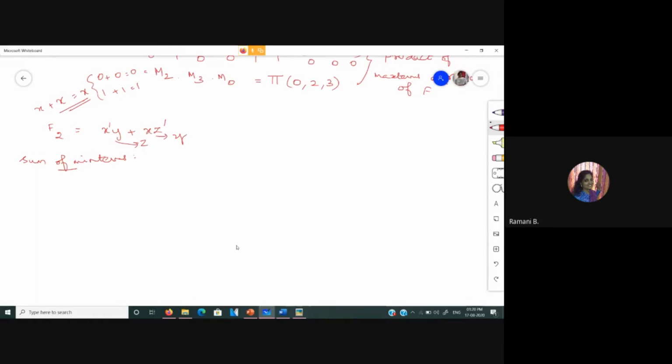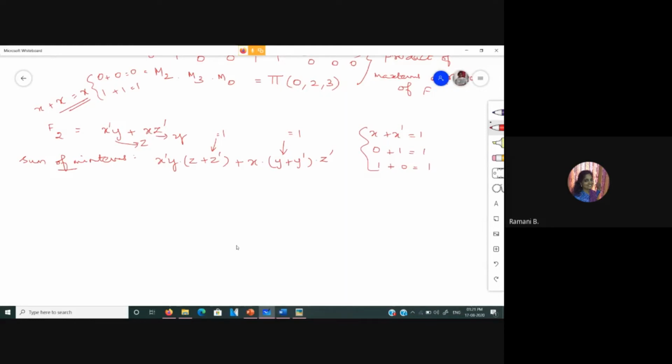So, with respect to sum of minterms, what we do is x bar y dot (z plus z bar), that corresponds to the first term, plus x dot (y plus y bar) into z bar. So this is equal to 1. This is like x plus x bar is equal to 1, which implies 0 plus 1 is equal to 1 or 1 plus 0 is equal to 1. That is what this is about.